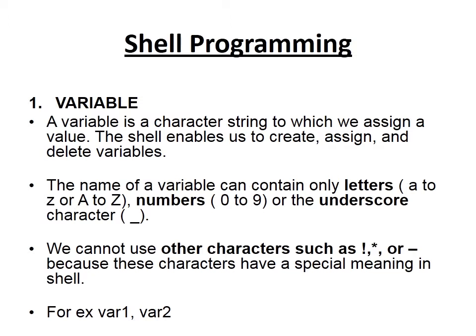First, we'll start off with shell variables. It is almost like the normal variables that we use in C programming. Coming to the definition, a variable is a character string to which we assign a value. The shell enables us to create, assign and delete variables. The name of a variable can contain only letters or numbers or the underscore character. We have to note that we cannot use other characters such as the exclamation mark, star or dash because these characters already have a special meaning in the shell. As examples, we can take var1 and var2.